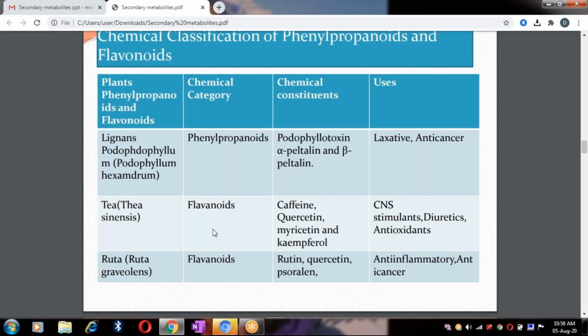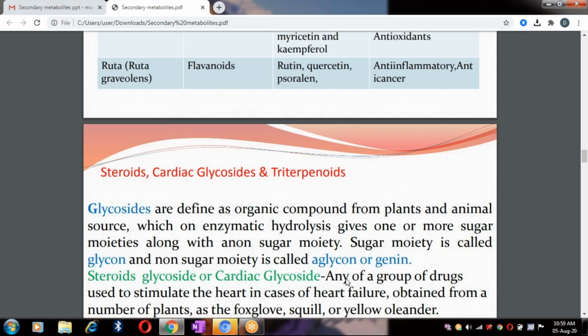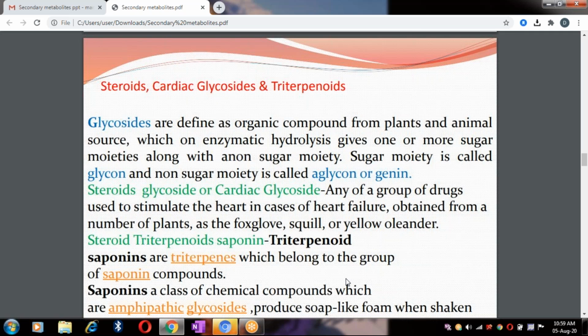Okay, so this is the third category of secondary metabolites as per your syllabus. Next is steroids, cardiac glycosides, and triterpenoids. Even this we have discussed many times. Glycosides are organic compounds obtained from plants, and on enzymatic hydrolysis they give one or more moieties, a sugar moiety and a non-sugar moiety. The sugar moiety is called the glycone, and the non-sugar moiety is called the aglycone.